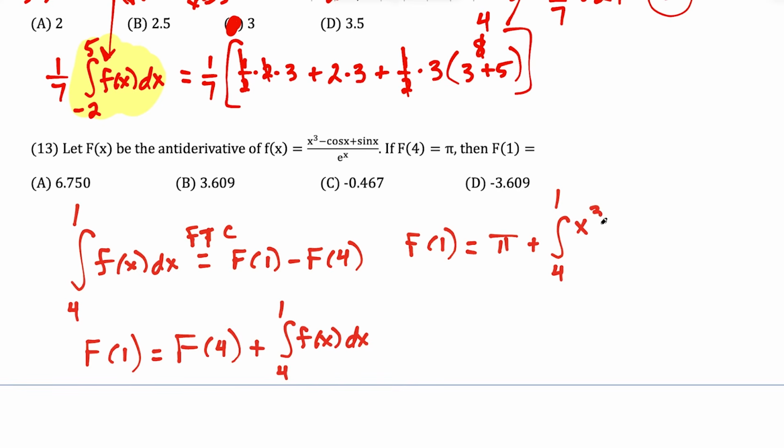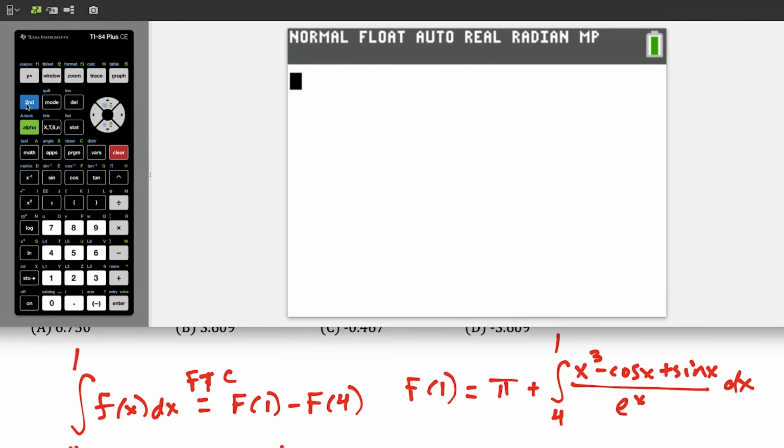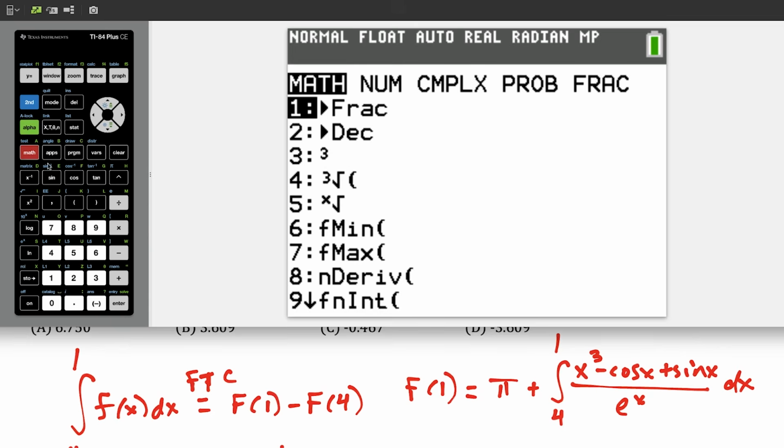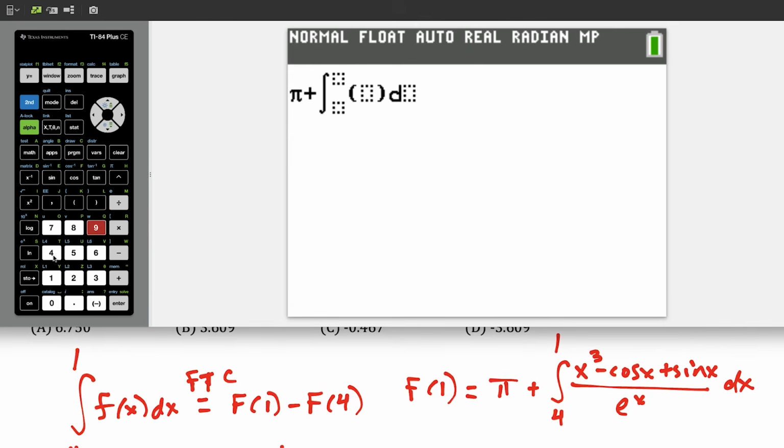So we have x to the third minus cosine x plus sine x, and we're dividing this by e to the x. Okay, and then we just tack on our dx. So this is all going into the calculator. So now we just type this in. We have pi plus, and we have math 9. So that's going to pull up an integral for us. And our integral, we're going from 4 to 1.